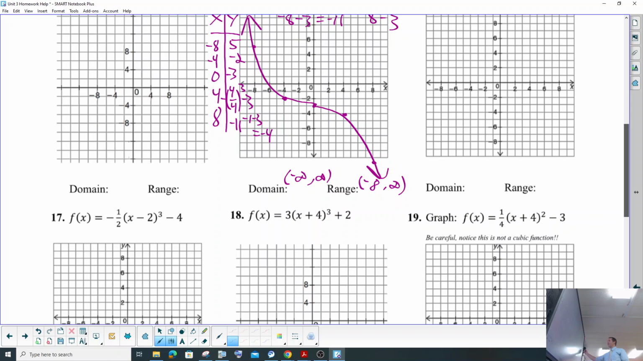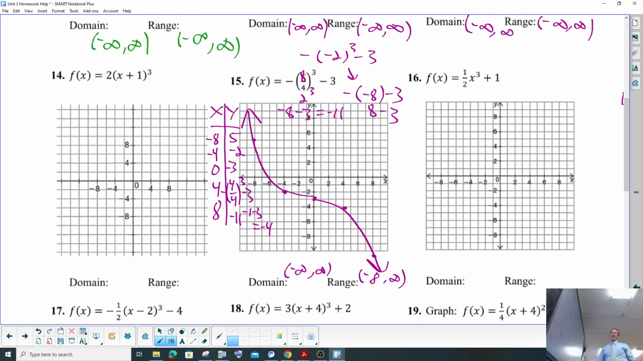Oh, and that was upside down. Was that one upside down? Oh, doggone it. That one was upside down. So I think that still worked, though. I think it still worked because I plugged in and did an XY table. Let's double check. So the parent function is usually 0, 0. And it goes up and to the right, and over 2 up 8, and down 2. So that's the parent function.